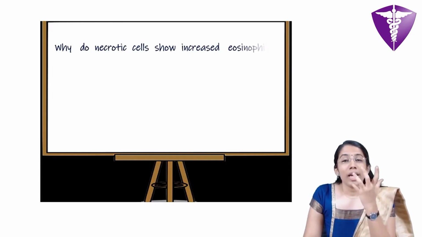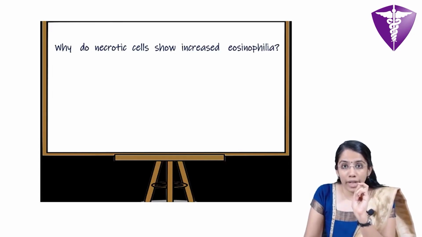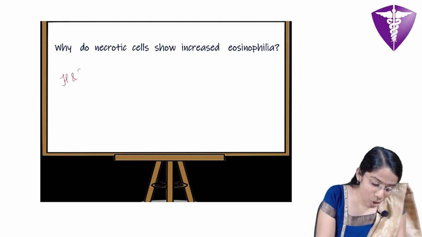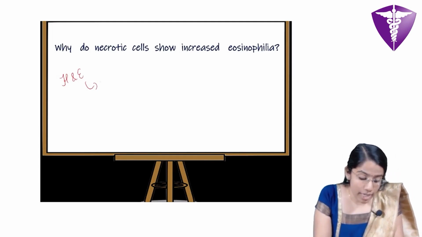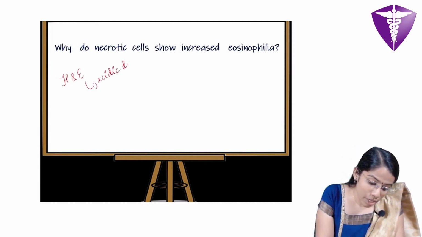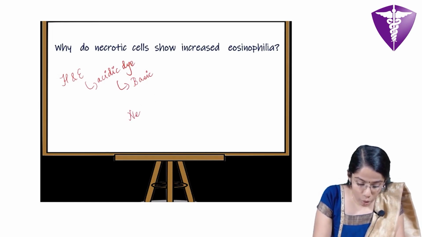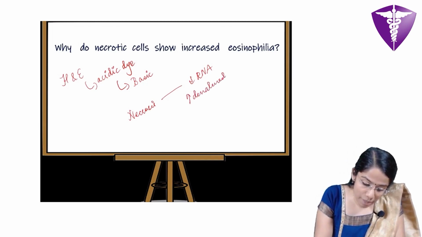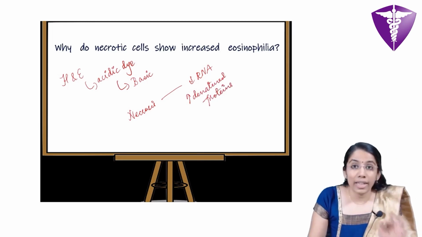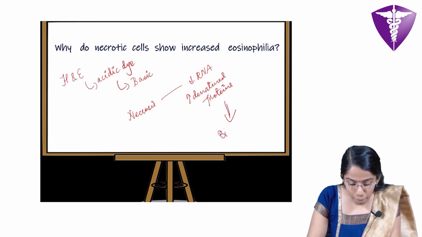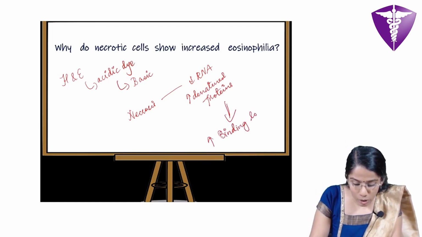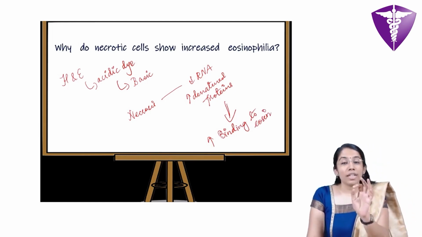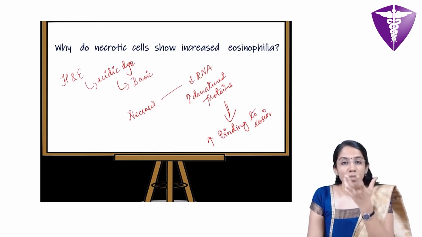Another point I'd like to discuss here is why necrotic cells show increased eosinophilia. In H&E stain, that is hematoxylin and eosin stain, eosin is the acidic dye, so it binds basic components. In necrosis, there is a decrease in the RNA, cytoplasmic as well as nuclear RNA, and an increase in denatured proteins within the cytoplasm. These denatured proteins show increased binding to the eosin dye, and that is the reason for increased eosinophilia in necrotic cells.